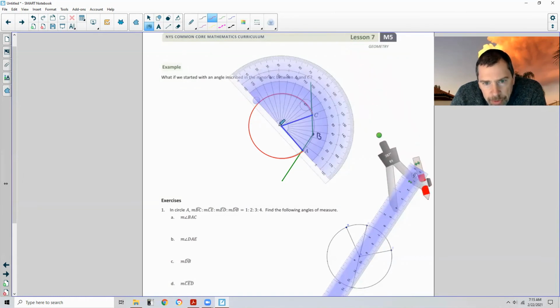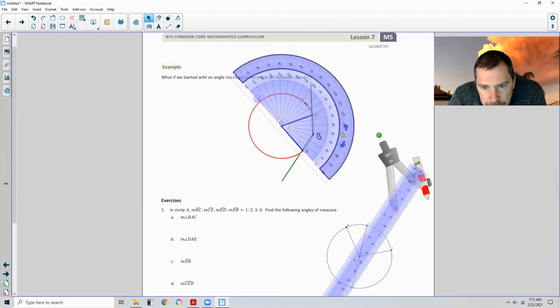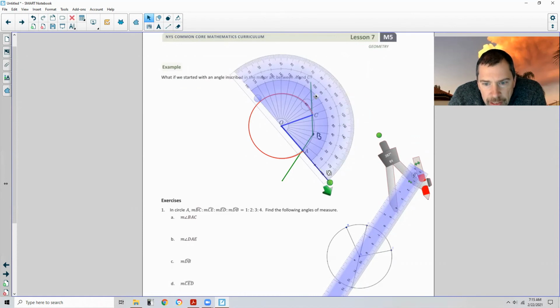Okay, crosshairs right here at O. I might be off a little; I'm trying to be accurate here. So put that right on O and rotate so that 0 is right on OA. See how 0 lines up with that? And then I'm going to look at where C ends up.